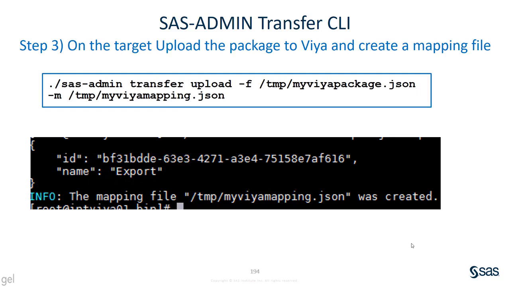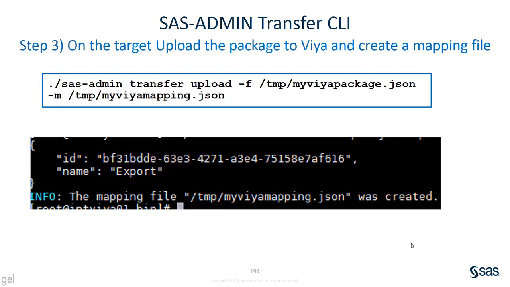So there I do the transfer plugin, upload, give it the name of the file, and in this step I can optionally create a mapping file of the transfer package. So that's going to generate a mapping file that I can then edit. So upload to Viya and create a JSON mapping file.